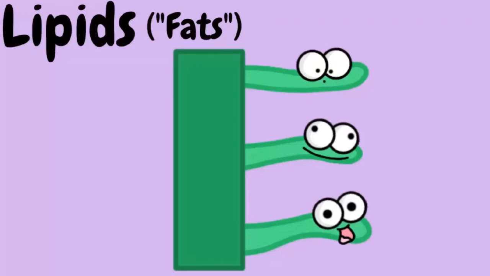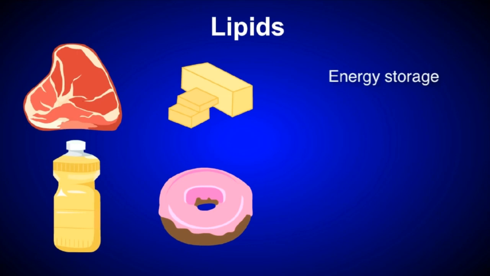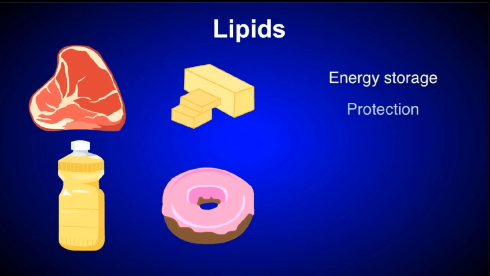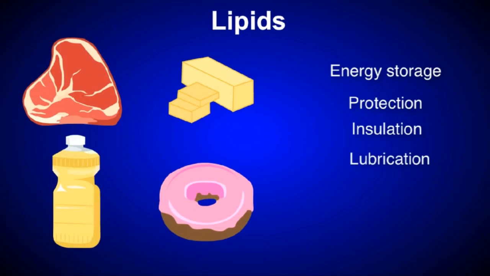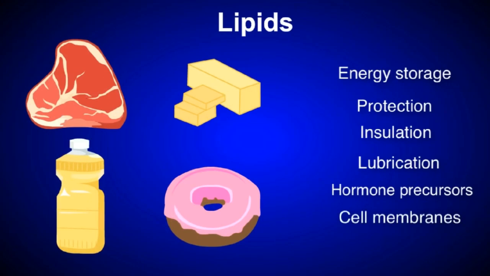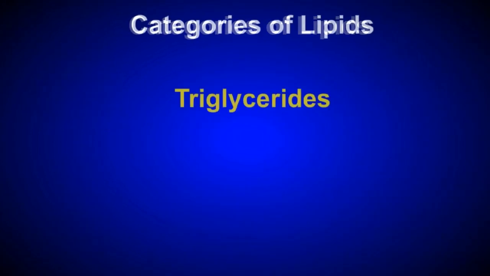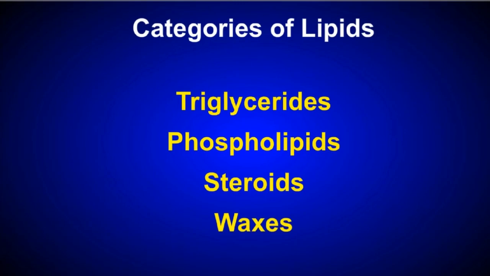Lipids are a group of hydrophobic biomolecules that play important roles in living organisms. While the primary function of lipids is long-term energy, lipids are also used for protection, insulation, and lubrication. They also act as precursors for some hormones and are a key component of cell membranes. There are four types of lipids: triglycerides, phospholipids, steroids, and waxes.